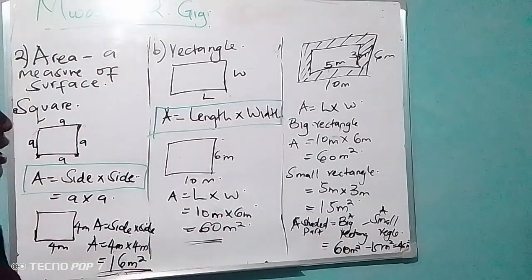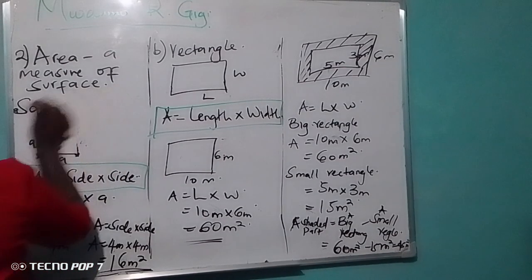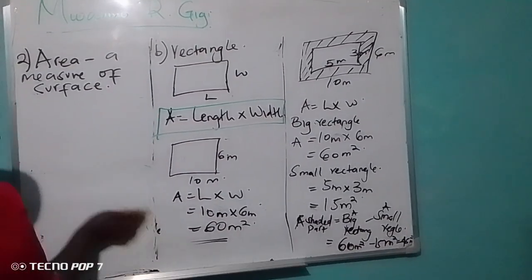Hii vitu ni rahisi sana, mpaka nashangaa hata vitu za rahisi. Area of a square, area of a rectangle. A square is side times side. Area of a rectangle is length times width. So let us tuendelee hapa sasa. Area, measure of surface.